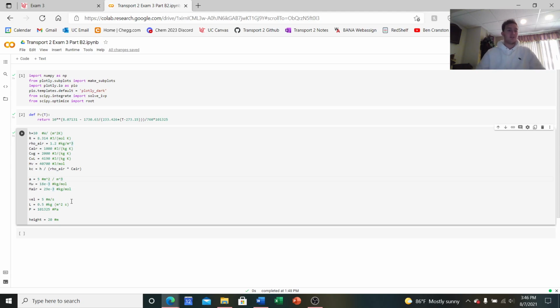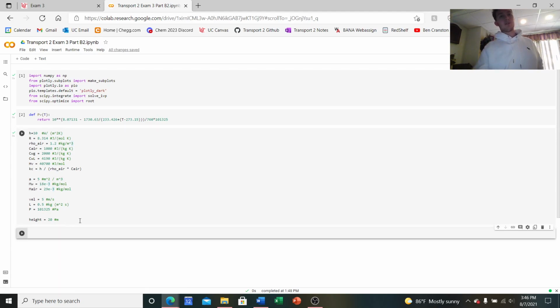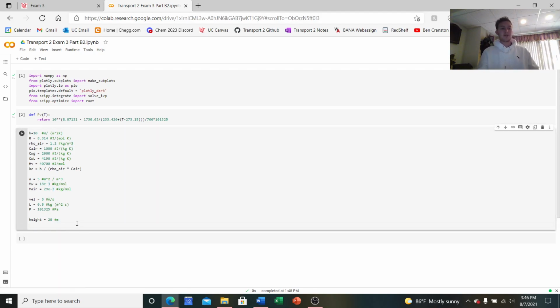We were also provided with the velocity, which is 5 meters per second, the liquid flow rate, which is 0.5, and the pressure of the system, which is 101,325, which is for the ideal gas. And we're also given that the height of the cooling tower that we're going to be working with is 20 meters. So those are all the givens that we have provided to us.